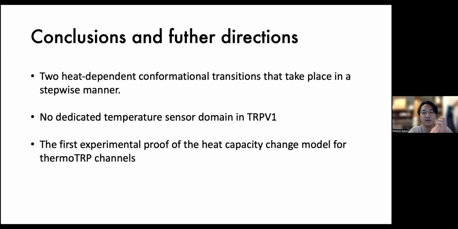Okay, this is the conclusion slide. We found the two heat-dependent conformational transitions take place in a stepwise manner. Also, we found there is no specific temperature sensing domain in TRPV1. And this result is the first experimental proof of the heat capacity change model for the thermo-TRP channel.